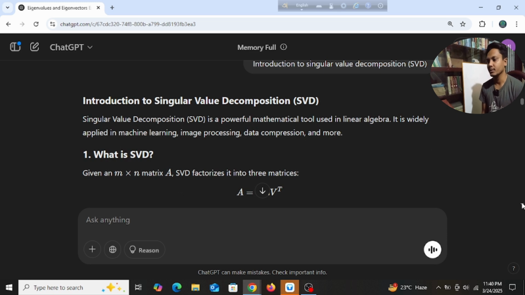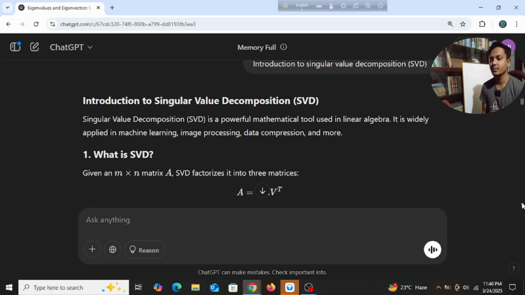Introduction to singular value decomposition, SVD, okay. This is quite an advanced topic, but we will try to understand it as easily as we can, guys. I don't have experience working in a big company, and if you're new, then you can just get some idea about these things, so that you can at least get some knowledge about them.